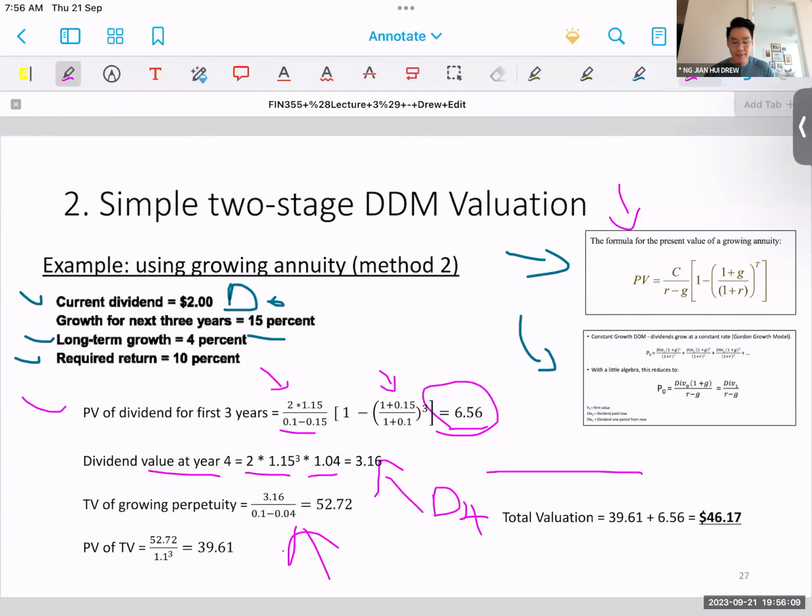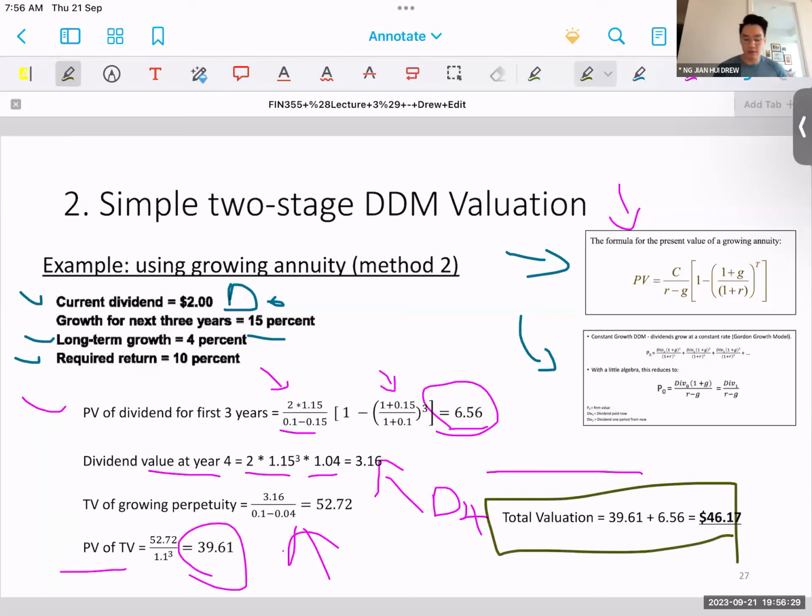Last but not least, remember I mentioned that you need to PV back your TV, right? To repeat, to present value your terminal value, PV of TV by 3 years. And you get this. And then now what we do is we just add them up together. Total valuation. And I want you to notice something here. You notice that the TV contributes the majority of your valuation, right?